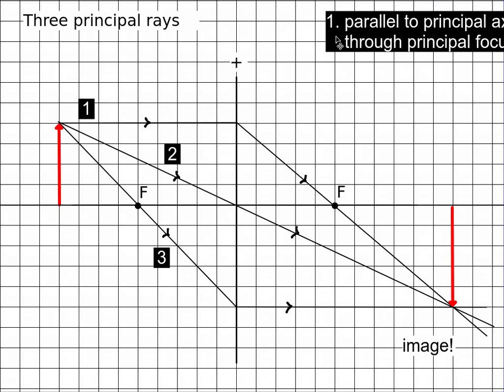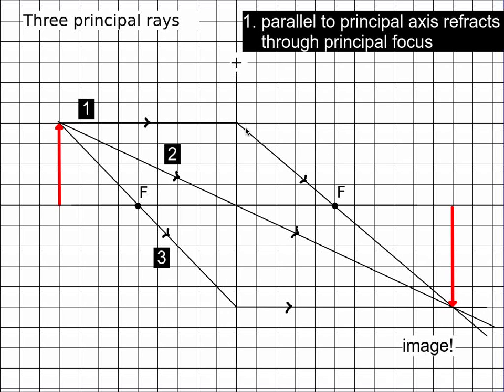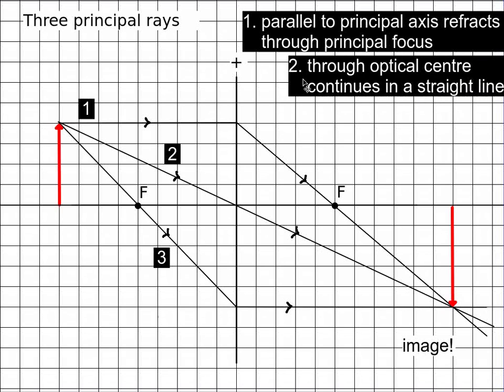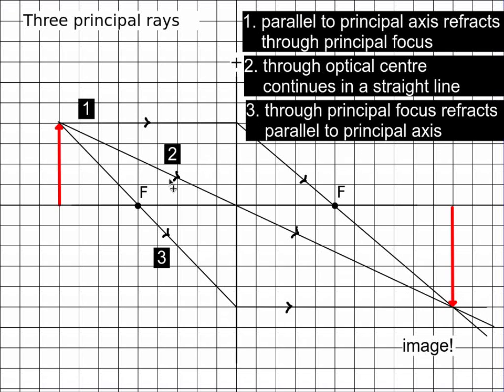There are three principal rays. The first one is parallel to the principal axis and it refracts through the principal focus. The second principal ray goes through the optical center and continues in a straight line. The third principal ray goes through the principal focus first and then refracts parallel to the principal axis. These three principal rays will meet in one point, and this is where the image is formed, upside down on the other side of the lens.